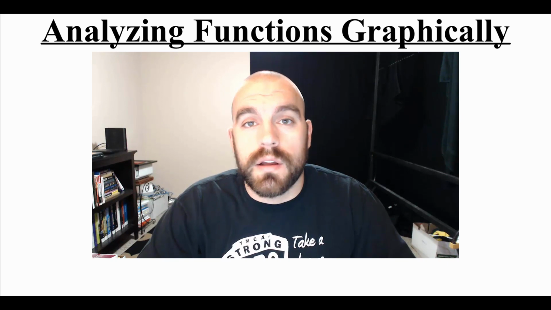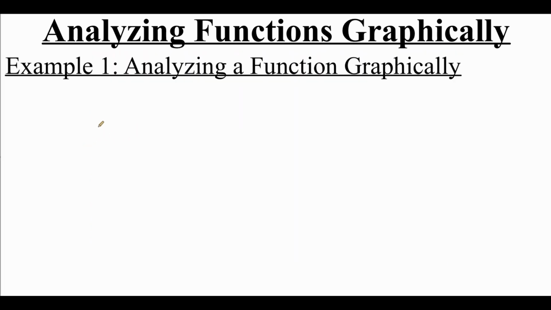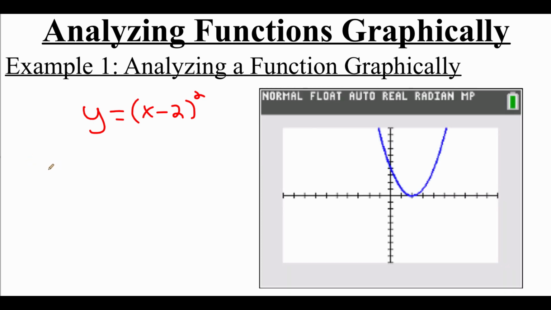In this video we're going to take a look at analyzing functions graphically. So in this first example we're going to look at the graph for the equation y equals (x minus 2) squared. And there's a lot of different things that we can talk about with this graph. First thing I want to look at is its increasing and decreasing behavior.